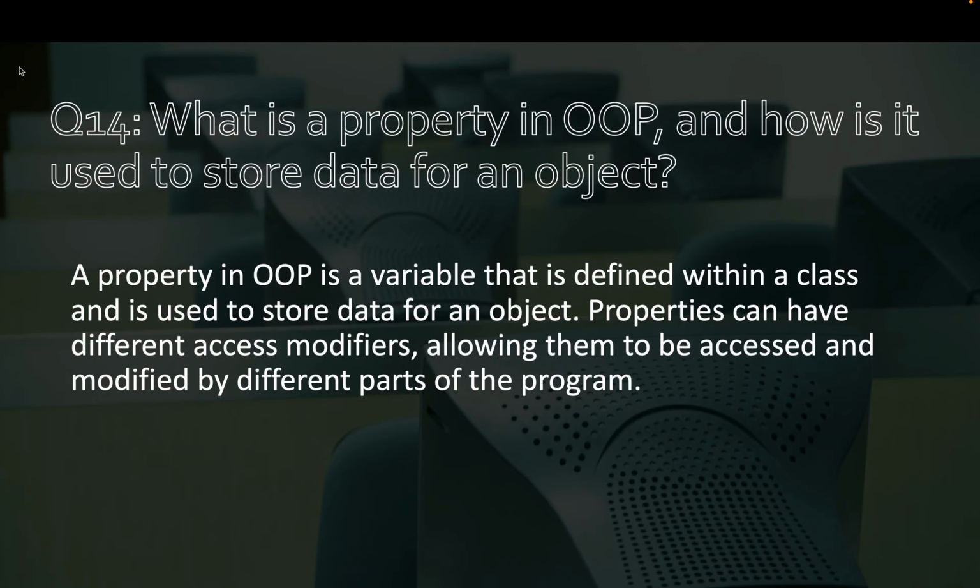Question number 14. What is a property in OOPS and how is it used to store data for an object? A property in OOPS is a variable that is defined within a class and is used to store data for an object. Properties can have different access modifiers, allowing them to be accessed and modified by different parts of the program.